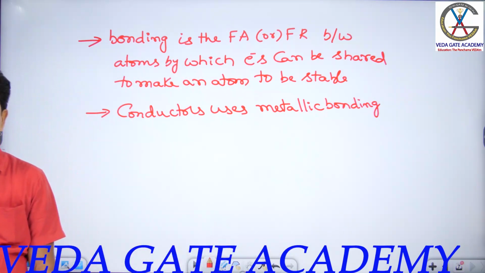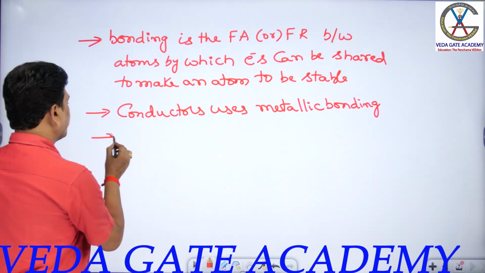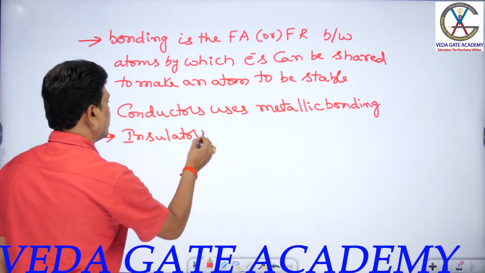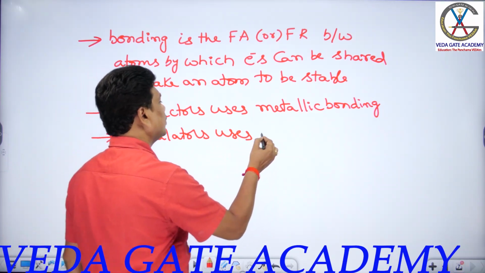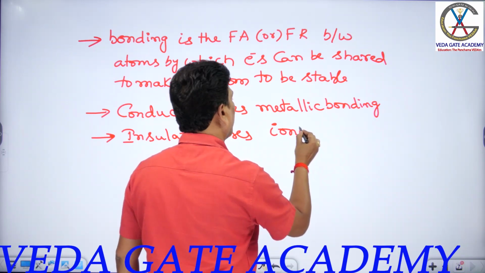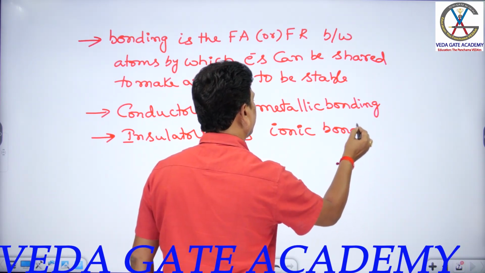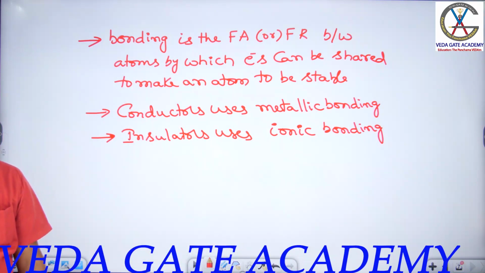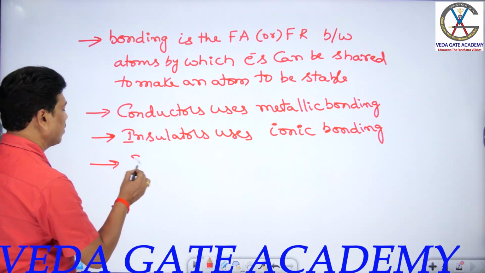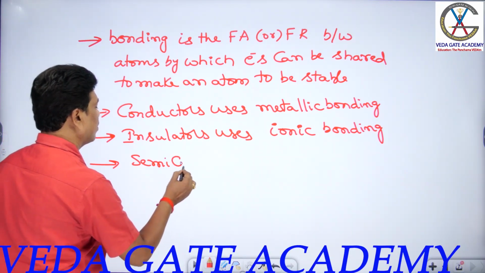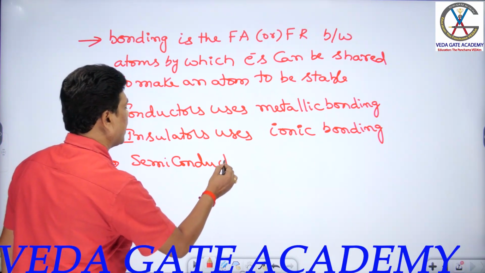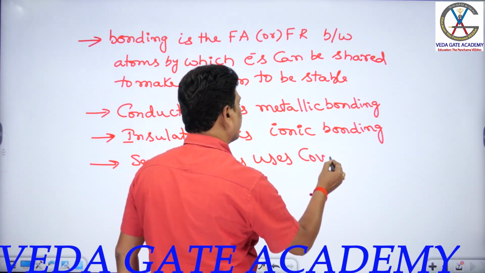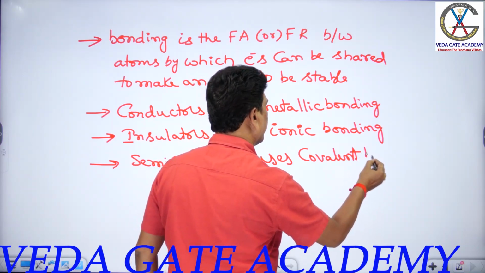Conductors use what? Metallic bonding. Next, insulators use what? Ionic bonding. Suppose I go for semiconductors, what do they use? Covalent bonding.